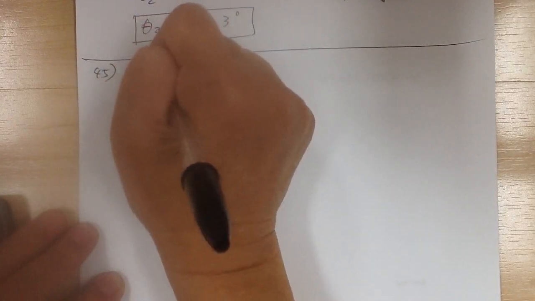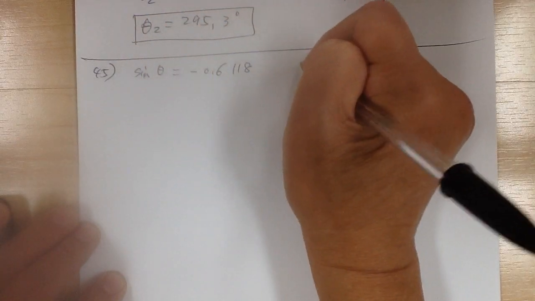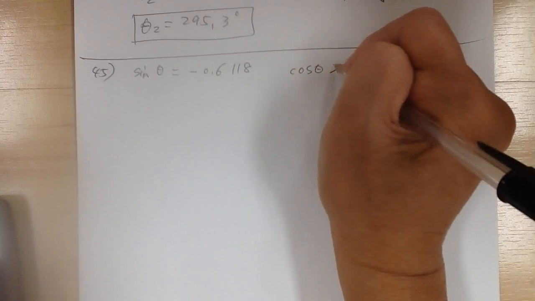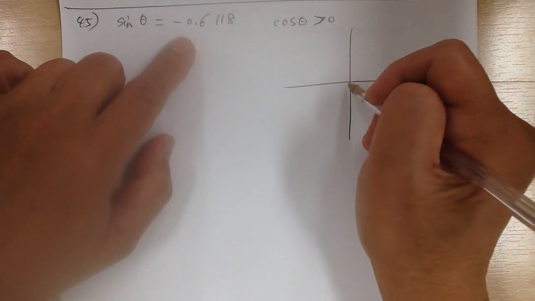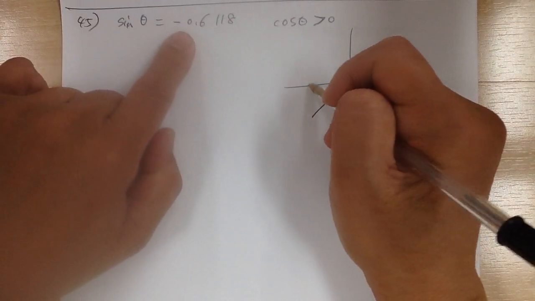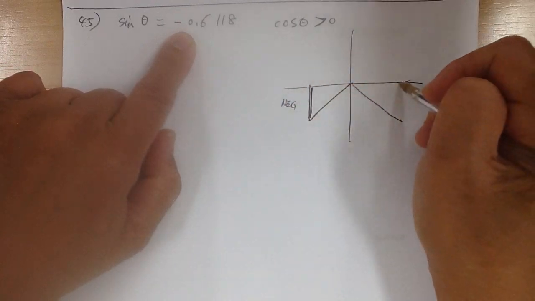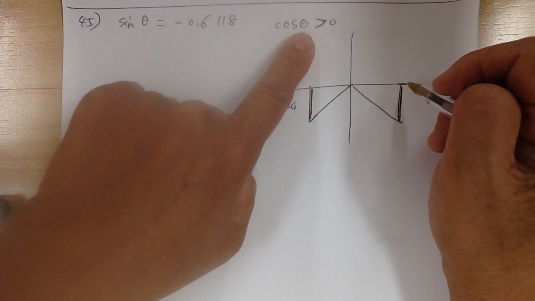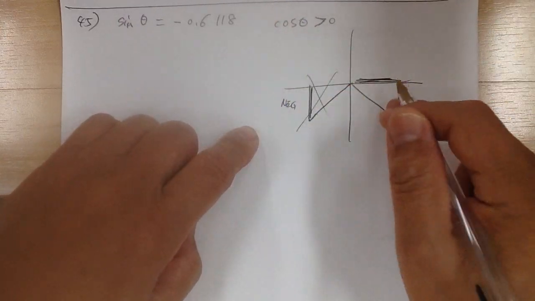You have sine theta equal to negative 0.6118, and you're looking for cosine theta greater than 0. So you can use a sketch to figure out which one you need. Sine is vertical, and sine is negative, so you have this one over here. Then you're looking for the one where cosine is positive. Cosine is horizontal, so the one where horizontal is positive is this one here. So the one you're looking for is this one here.